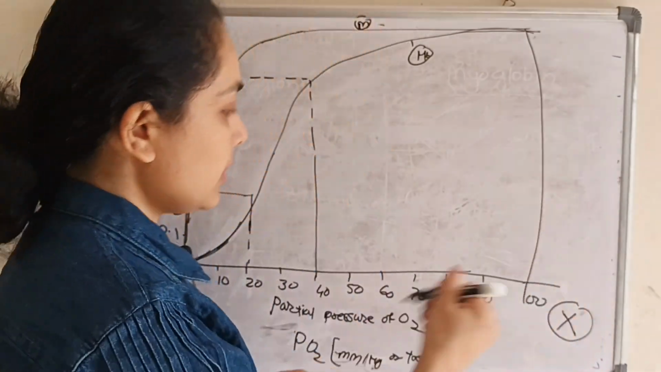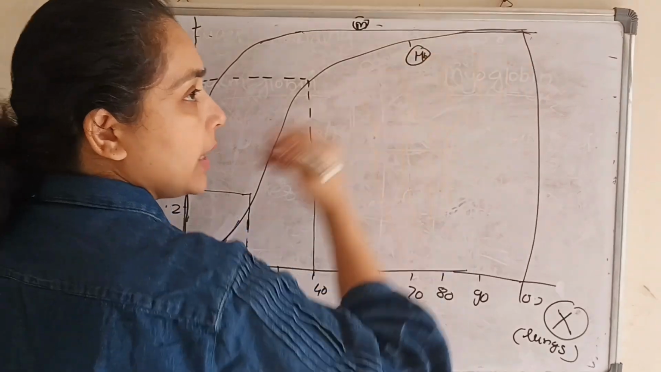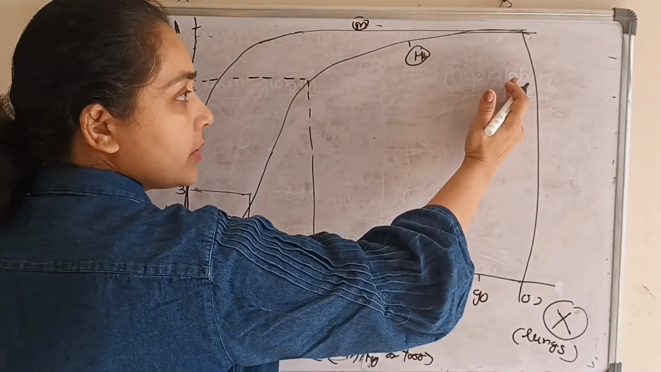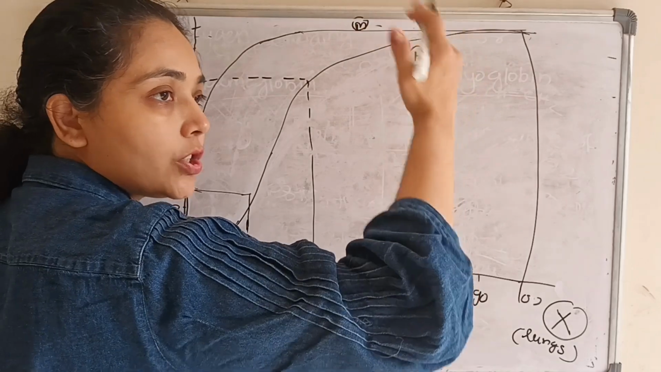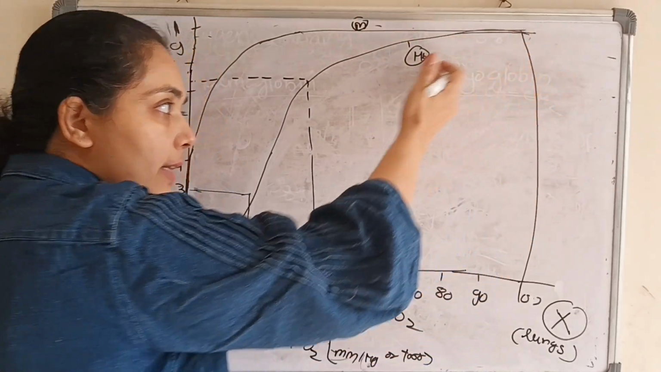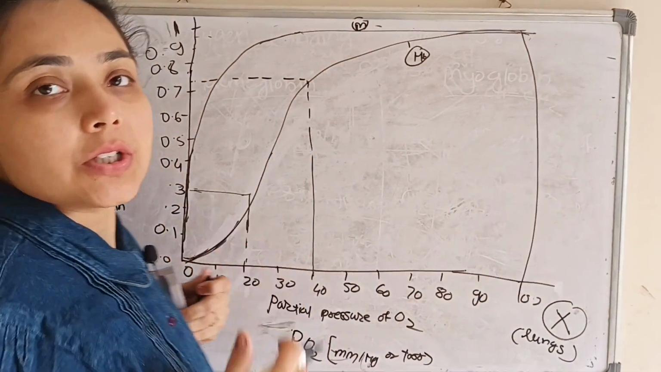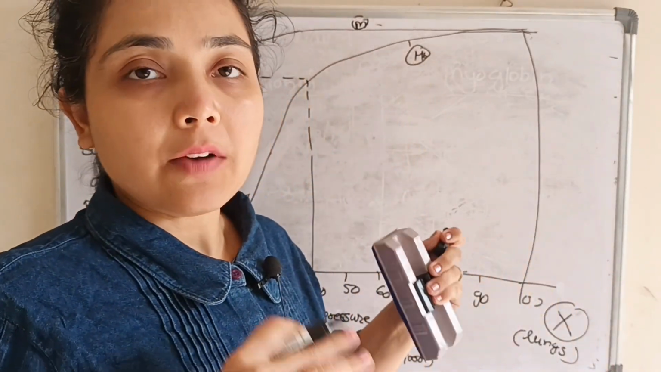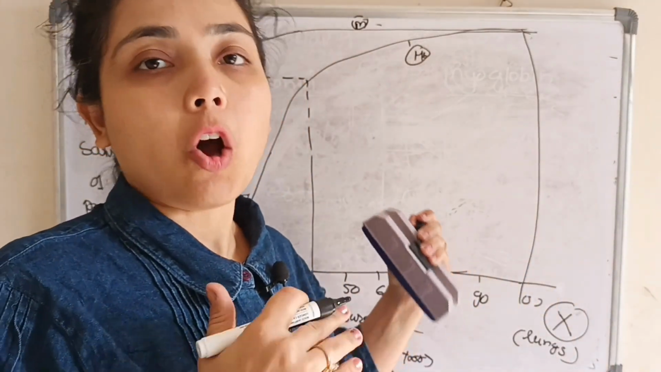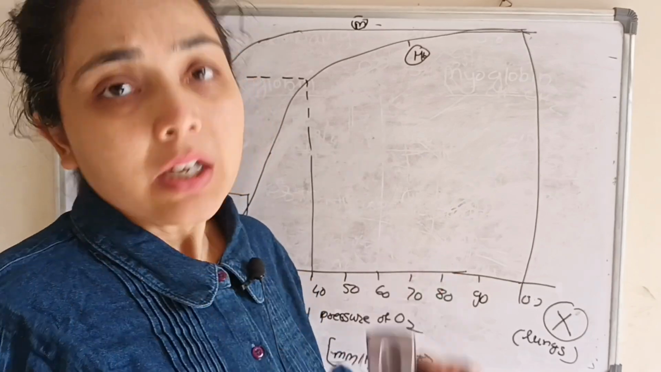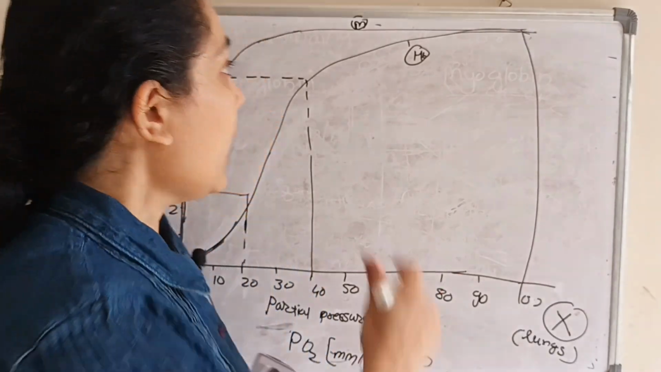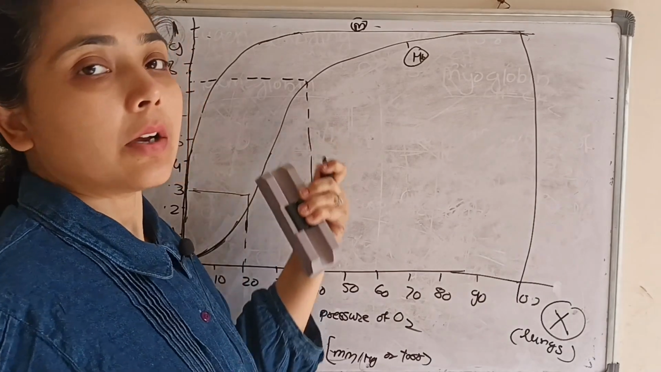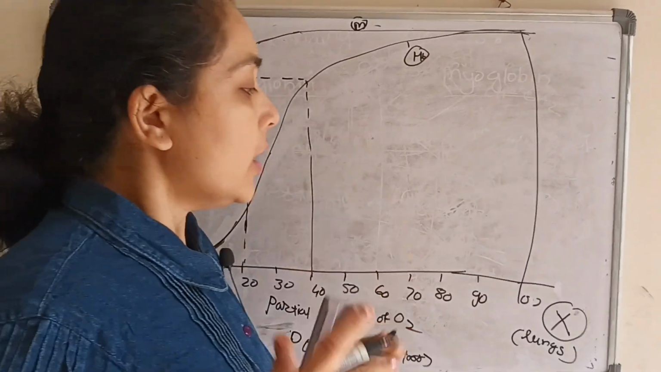Going in this direction, from here this way, that is the oxygen binding curve, and in this direction it is the oxygen dissociation curve. So we can use this graph interchangeably to understand oxygen binding and oxygen dissociation. The hyperbolic curve is for the myoglobin, and this sigmoidal curve is for the hemoglobin.